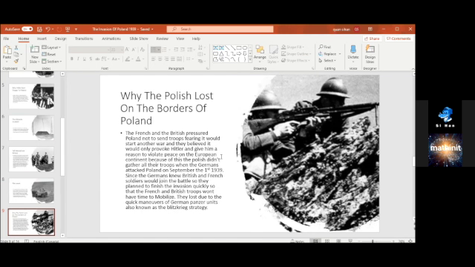The Germans knew British and French soldiers would join the battle, so they planned to finish the invasion quickly, so that the French and British wouldn't have time to mobilize. They won due to the quick maneuvers of German panzer units, also known as the Blitzkrieg strategy.